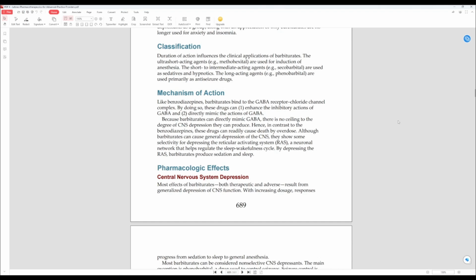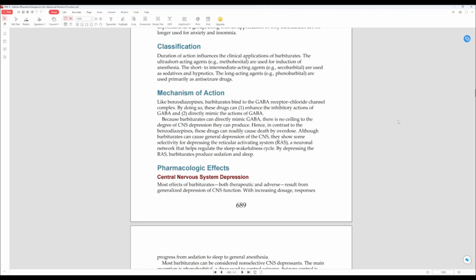So, its classification. Duration of action influences the clinical application of barbiturates. The ultra-short-acting agents, methohexital, are used for the induction of anesthesia. The short to intermediate-acting agents, secobarbital, are used as sedatives and hypnotics, and the long-acting agents, phenobarbital, are used primarily as an anti-seizure drug.